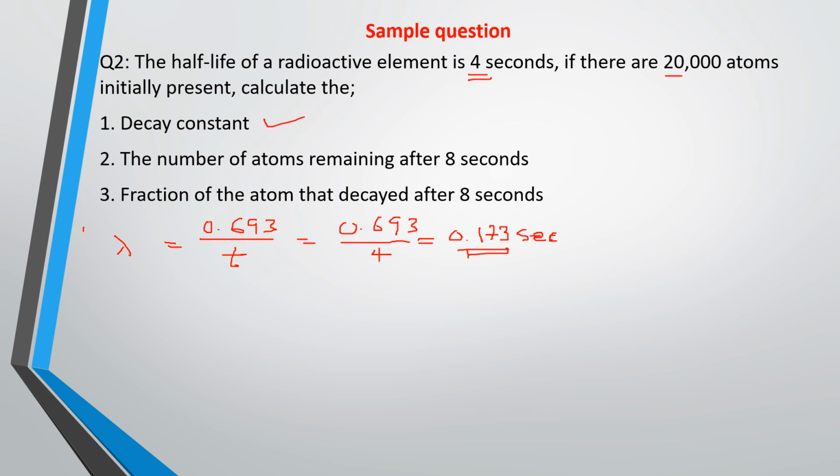That is for number 1, decay constant. Very easy, just for you to know how to apply the equation. If it is time you are calculating, just make time the subject of the formula. Now for the second part, the number of atoms present initially is 20,000, right? They said the number of atoms remaining after 8 seconds. Now, the half-life of this element is 4 seconds.